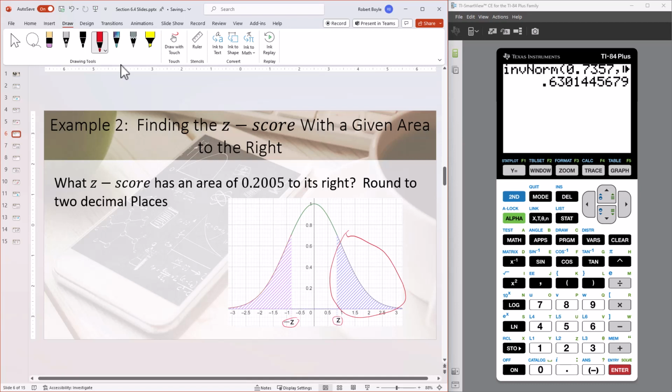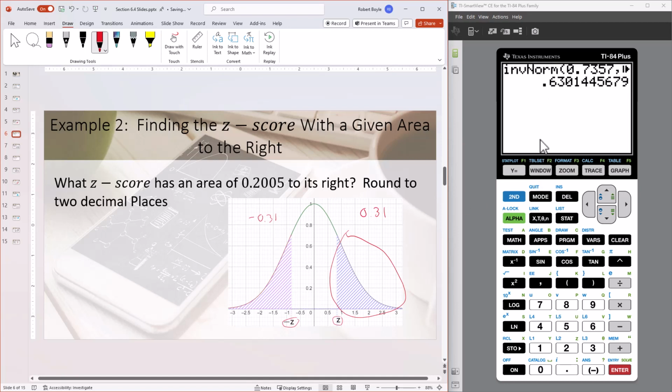For example, if you computed this and the calculator gave you a value of negative 0.31, then your answer is going to be 0.31. Okay, well, let's go ahead and see how this will work.